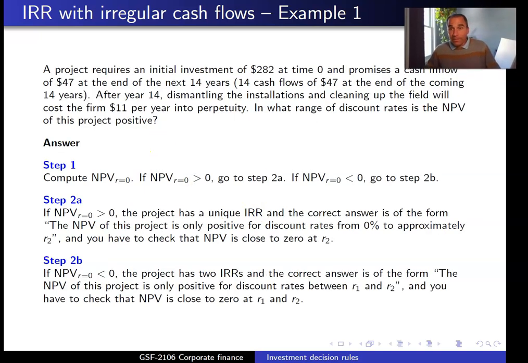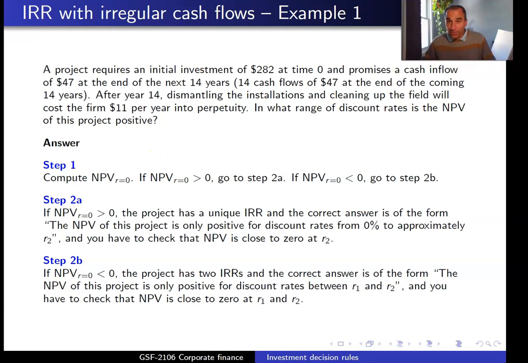So here's the mechanic you should be using to answer these questions. Step 1, compute the NPV when the interest rate is equal to 0. That is, compute the sum of all cash flows of this project. If the NPV is greater than 0, go to step 2A. If the NPV is smaller than 0, go to step 2B.